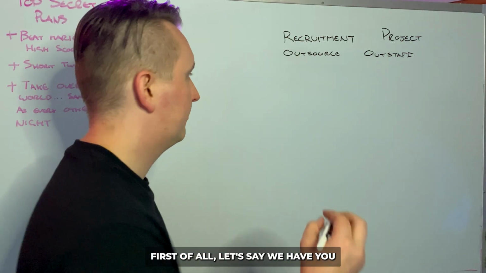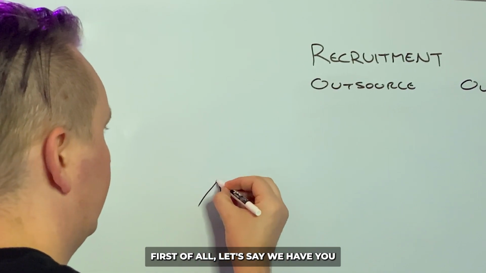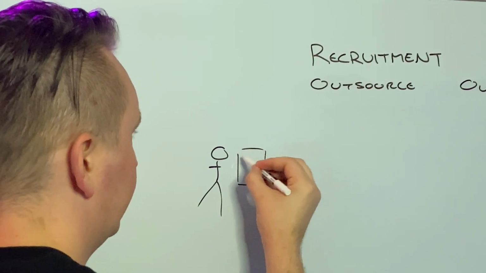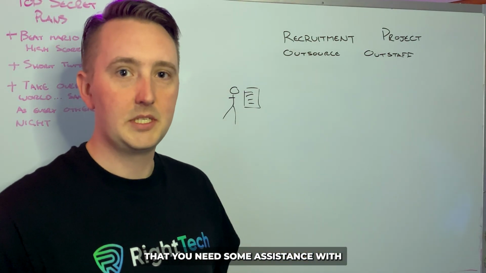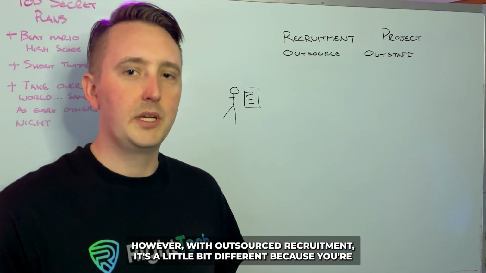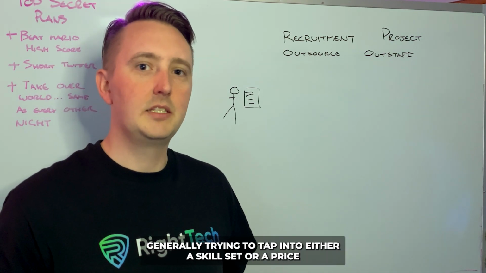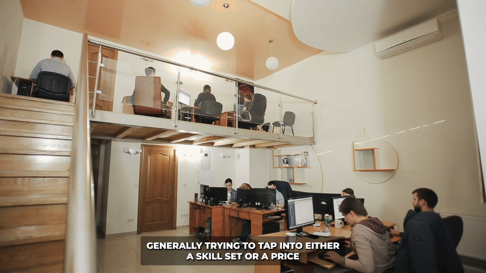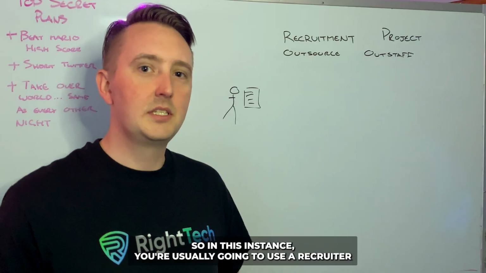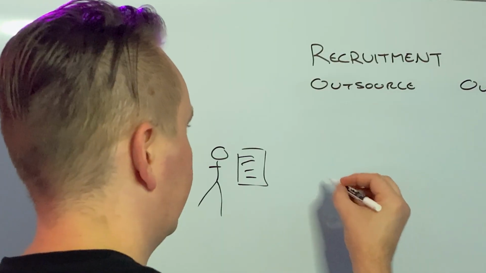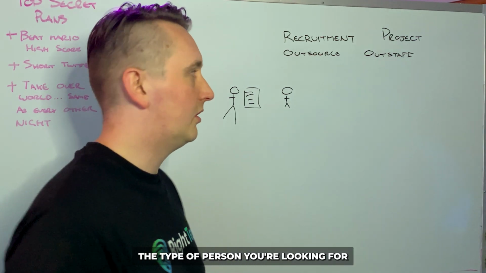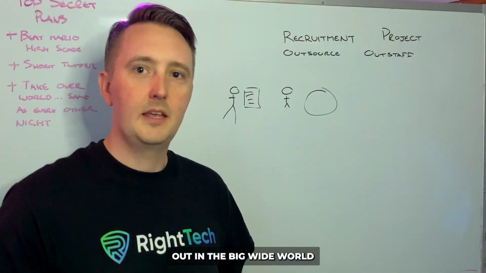So with outsourced recruitment, first of all, let's say we have you, and you have a particular job description that you need some assistance with. Now, traditionally, you would go out and try and hire to fill that role. However, with outsourced recruitment, it's a little bit different because you're generally trying to tap into either a skill set or a price point within salary ranges from a different location. So in this instance, you're usually going to use a recruiter who's going to go out and try and find exactly the type of person you're looking for out in the big wide world.